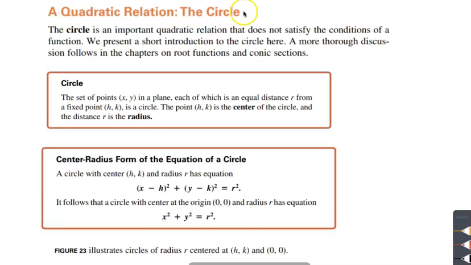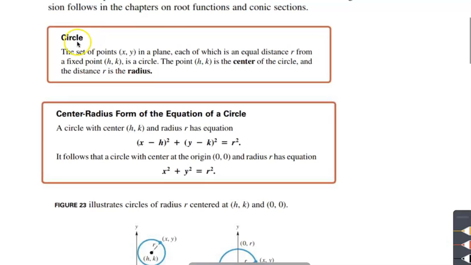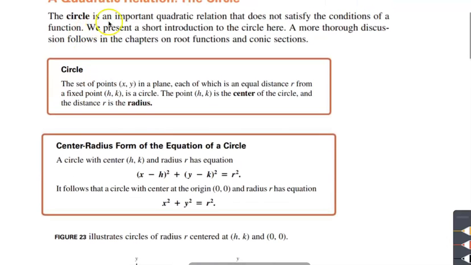A quadratic relation in the circle. We're going to treat this like an introduction to circles. So a circle is a quadratic function. Well, actually not a function. It's a quadratic relation. It doesn't pass the vertical line test, so it's not a function.